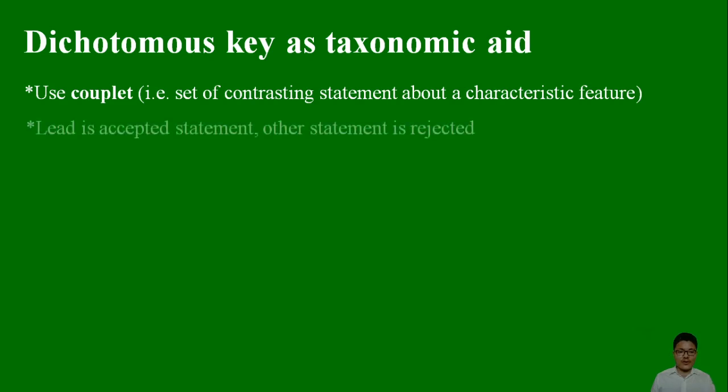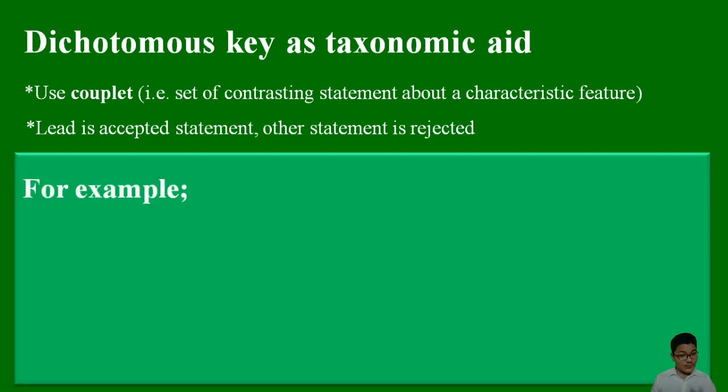So the statement which is accepted is known as lead, and the statement which is not accepted is the rejected statement. So, for example, to understand about a dichotomous key, I'll give you an example here.